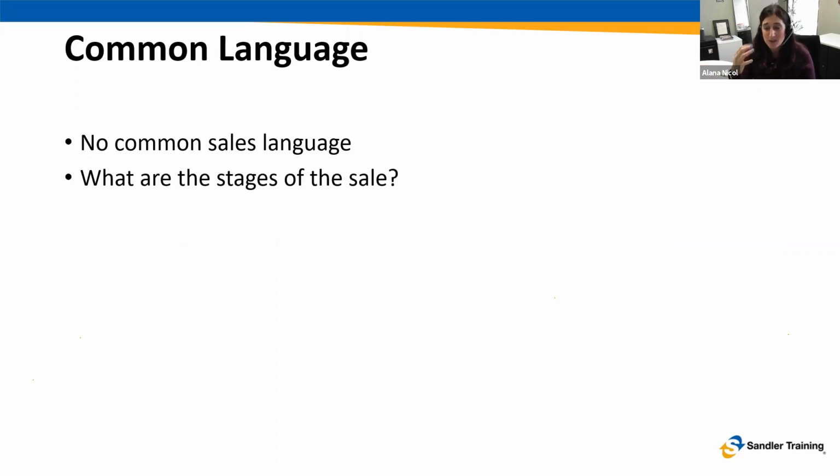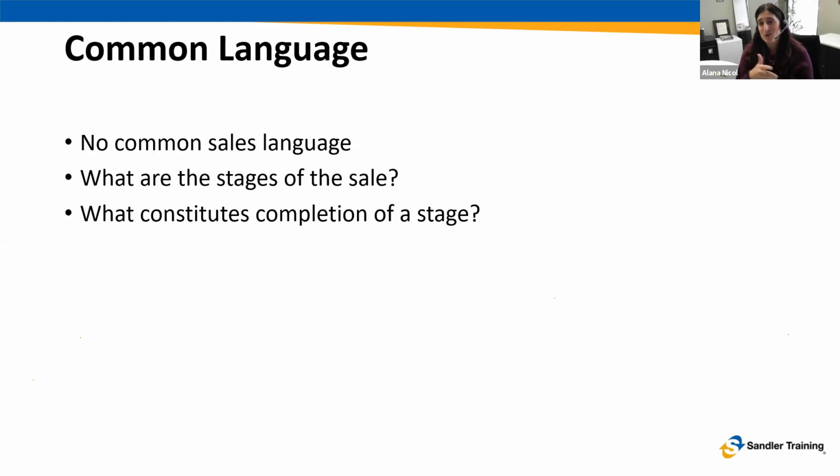Just having a common language of what does a suspect look like in our organization? What does a prospect look like? What constitutes moving from a suspect to a prospect to qualified to closable? What do we need to understand, uncover to move them along, or more importantly, sometimes disqualify them out? You know what? They don't have pain. There's no real reason for them to change. There's no compelling reason for them to change. Why am I spinning my wheels?